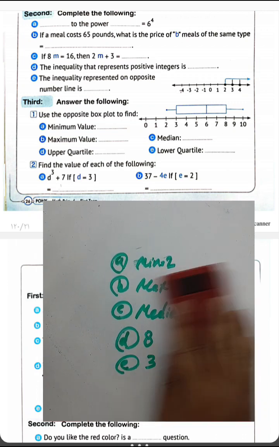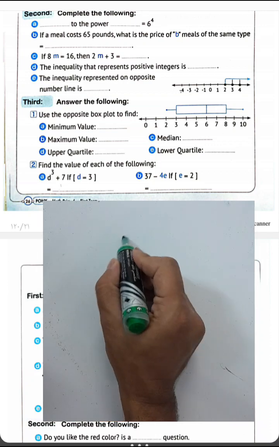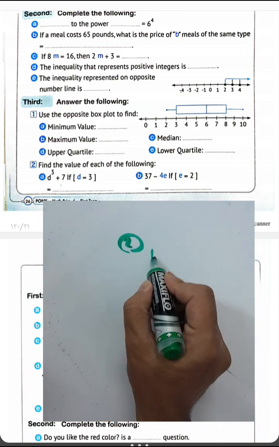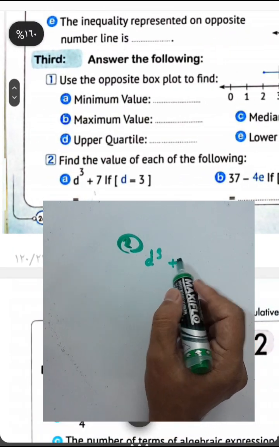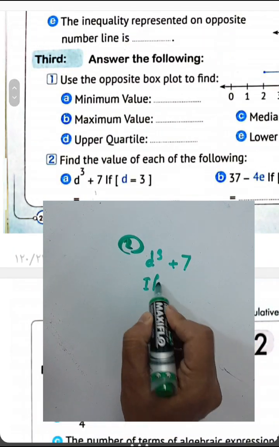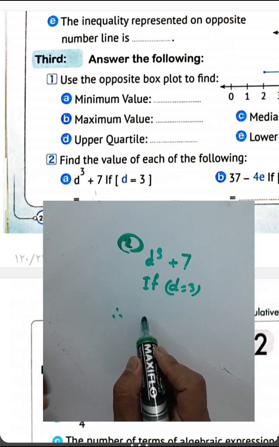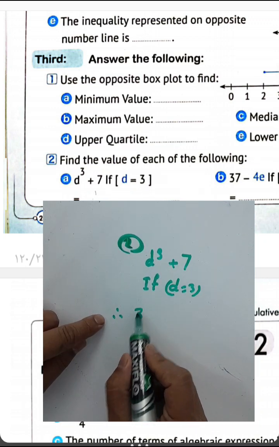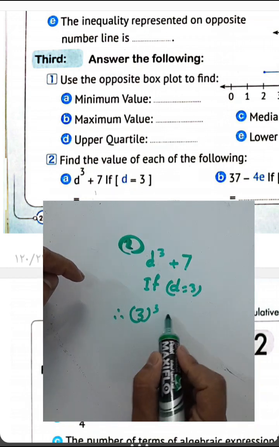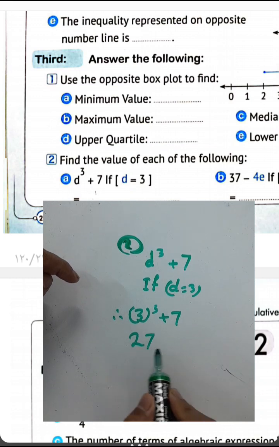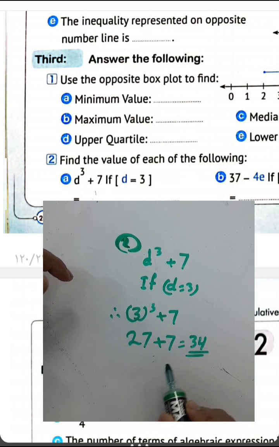Question number 2. Find the value of each of the following. We have d to the power 3 plus 7. If d equals 3, then the value of the expression will be 3 to the power 3 plus 7. 3 to the power 3 equals 27, plus 7. It will be what? 34. The result will be 34.